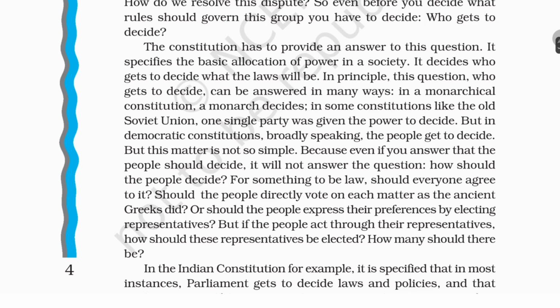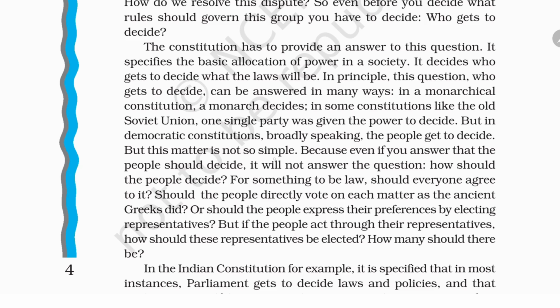The Constitution has to provide an answer to this question. It specifies the basic allocation of power in a society. It decides who gets to decide what the laws will be. In principle, this question, who gets to decide, can be answered in many ways. In a monarchical constitution, a monarch decides. In some constitutions, like the old Soviet Union, one single party was given the power to decide. But in democratic constitutions, broadly speaking, the people get to decide.